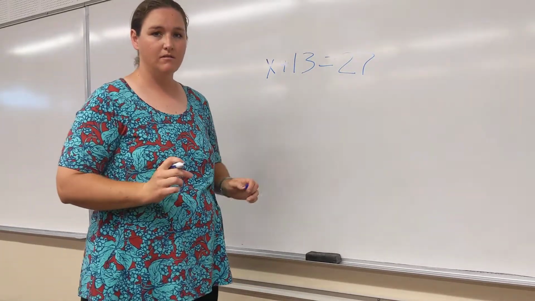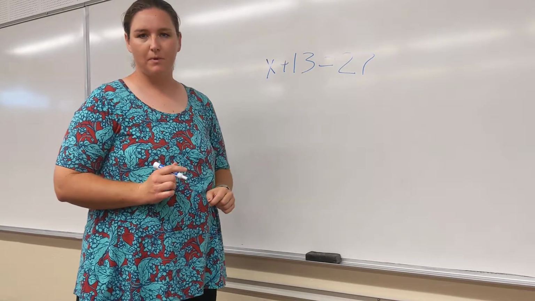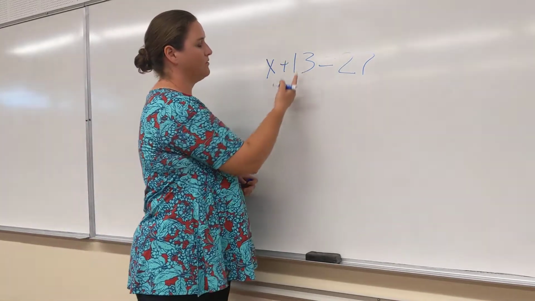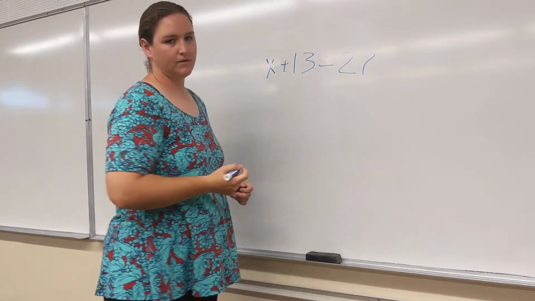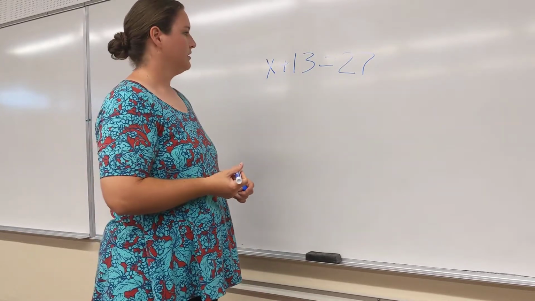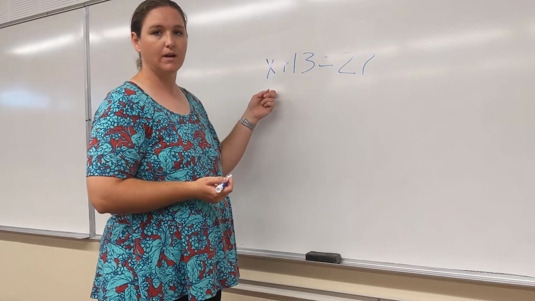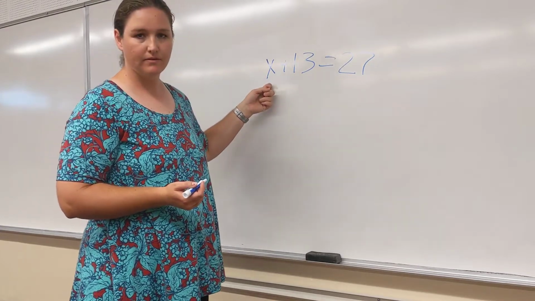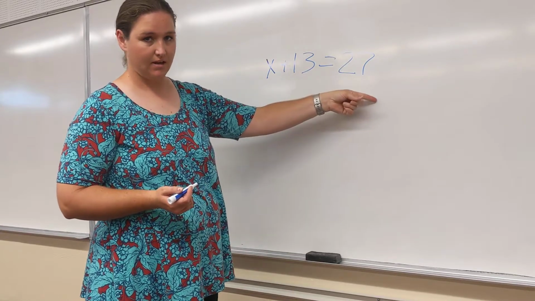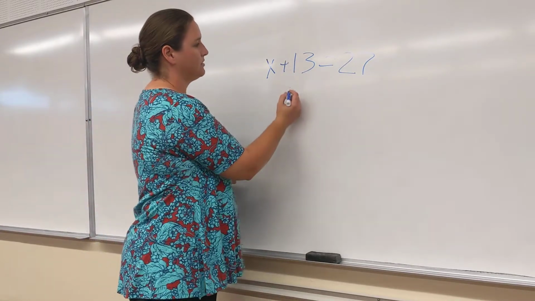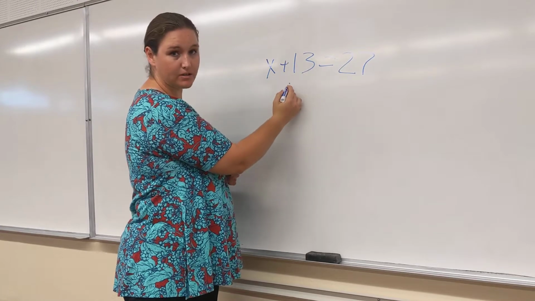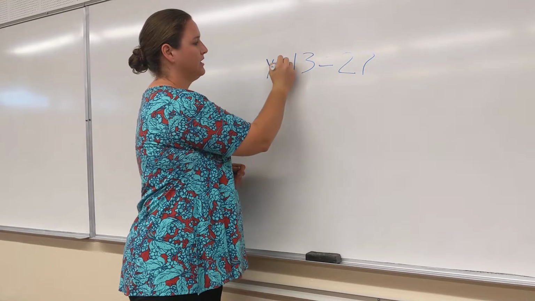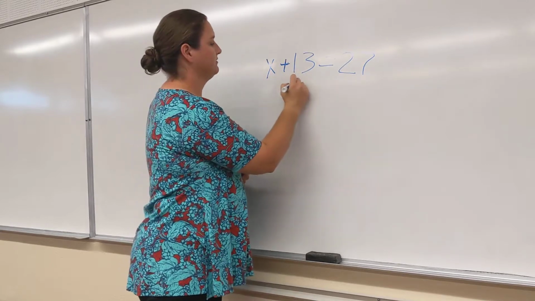Just pause the video. See if you can solve this by yourself. All right, hopefully you paused it. So, what are we solving for here? We're solving for x, so we want to get the x by itself. So to get the x by itself, everything else needs to go to the other side. So what do we do with this? The inverse of addition is subtraction.